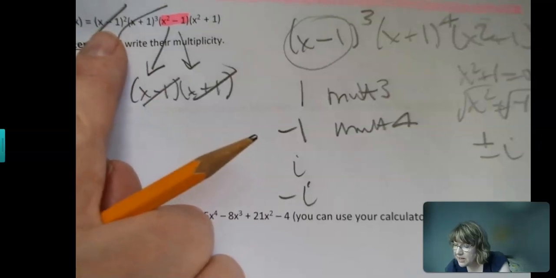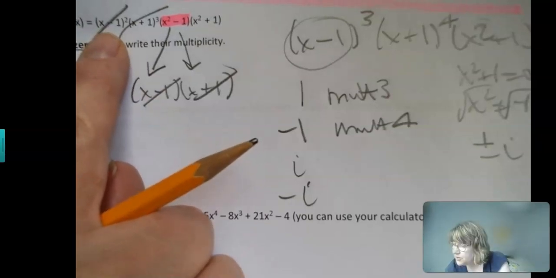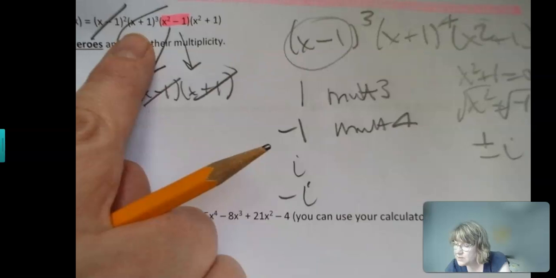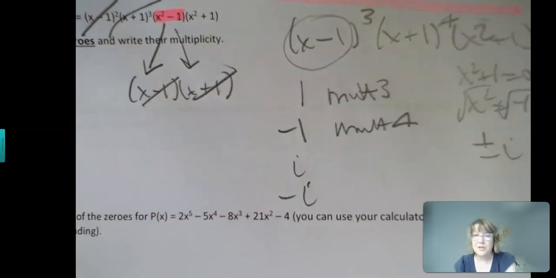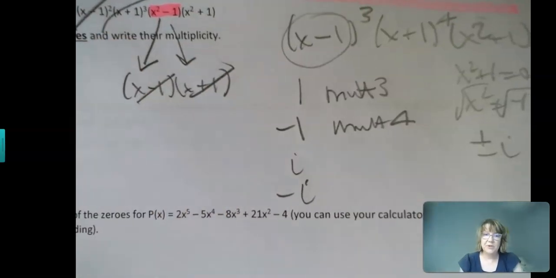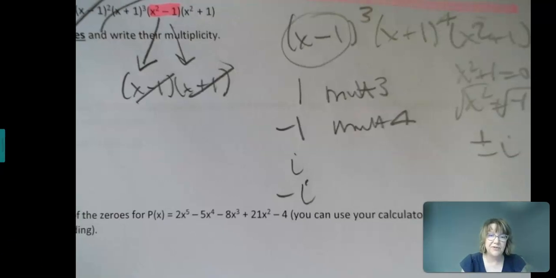And I just want to double check. I have x minus 1, yep, to the third power, and then x plus 1 to the fourth. Yeah, so we should be good. All right, I'm going to look at the next one here. I'm going to pause for a second and we'll look at the work for that one.